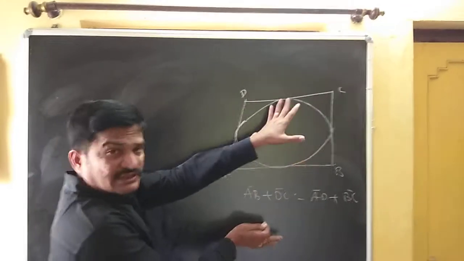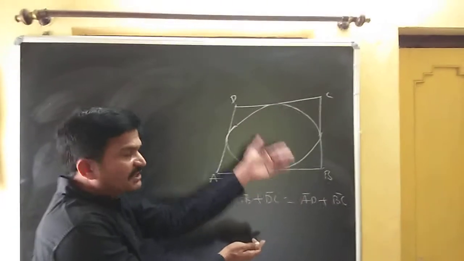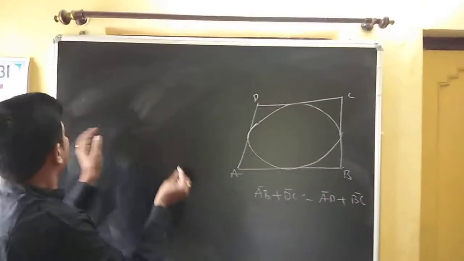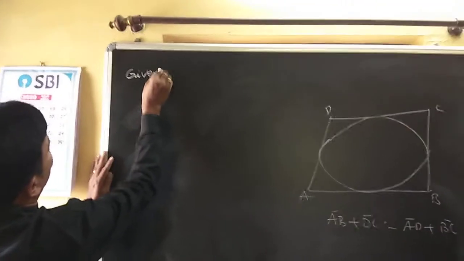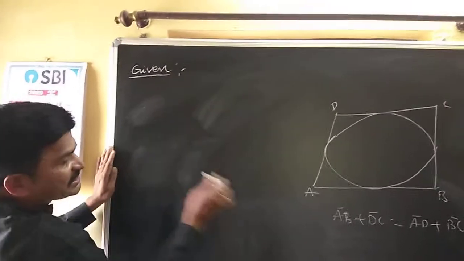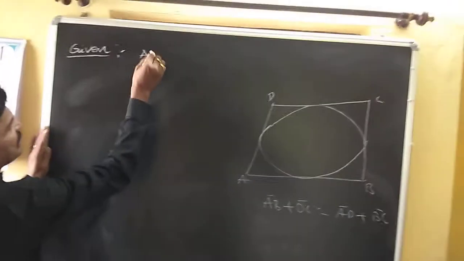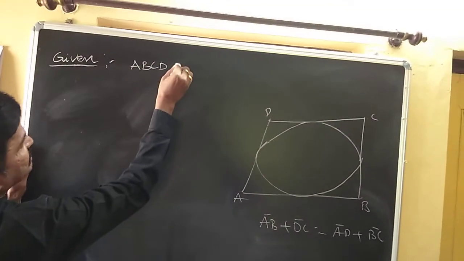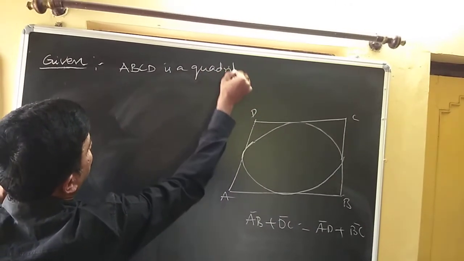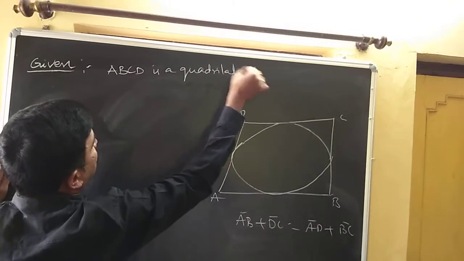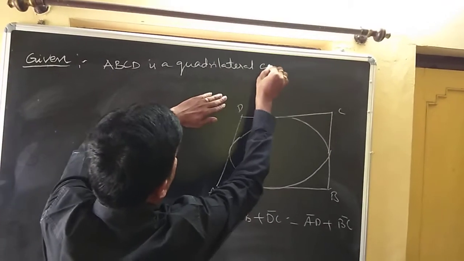Before proving any theorem, we have to follow our basic steps. What is that? First one, what do we have to write? Given. What is given here? ABCD is a quadrilateral circumscribed by a circle.